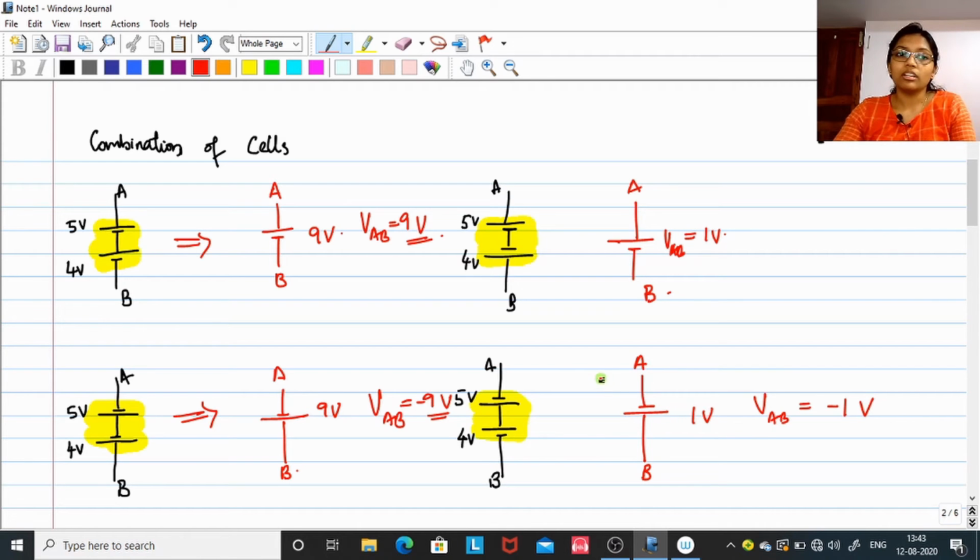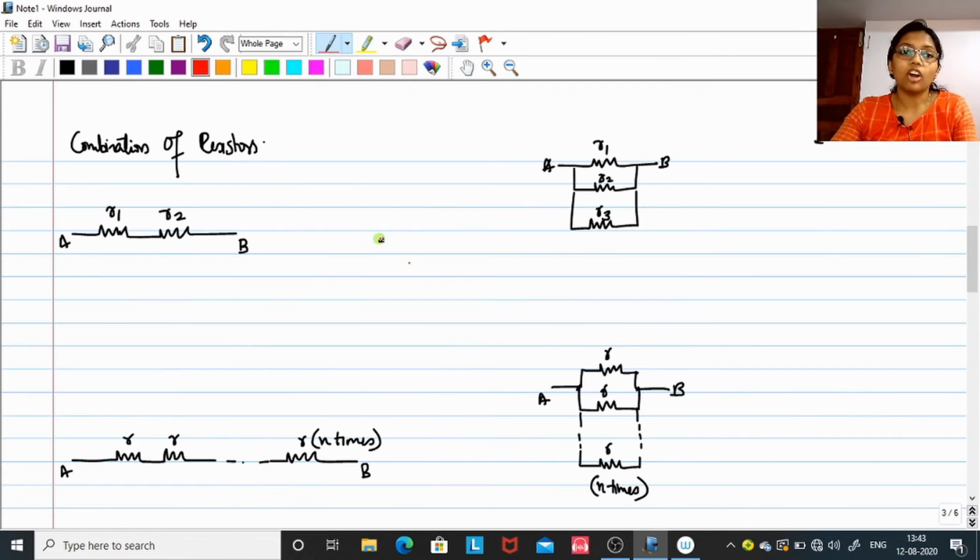So that's about the combination of cells. Next we will move on to combination of resistors.